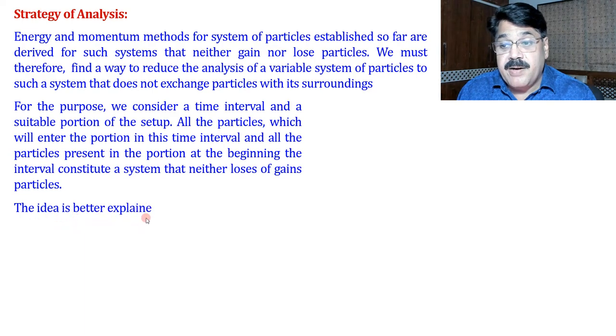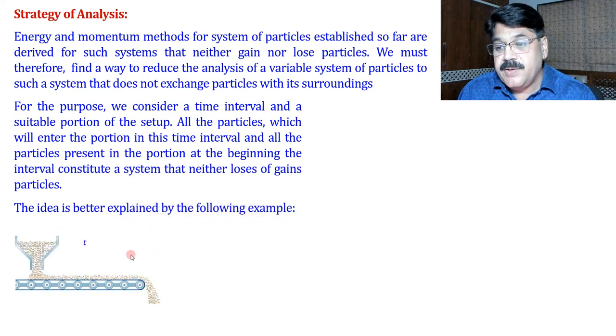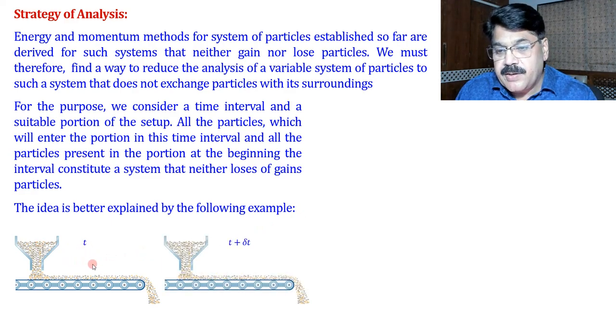The idea is better explained by the following example. What is the example? Say here is a conveyor belt, we are considering it at a time t. Now consider here at time t plus delta t. So some sand has fallen from the hopper onto the belt and the same amount of sand has fallen off outside it. So how can we model it? Say here, we have this enclosure, portion P of this setup. What do we say? Consider a portion of the setup. So we have considered this portion P.